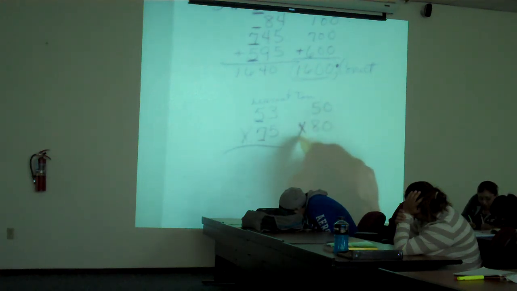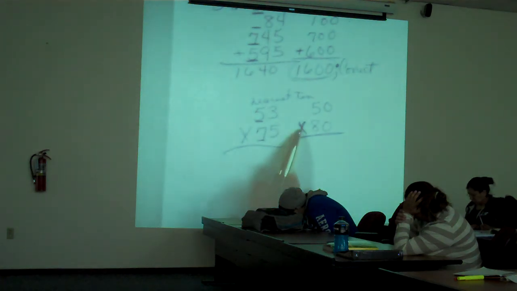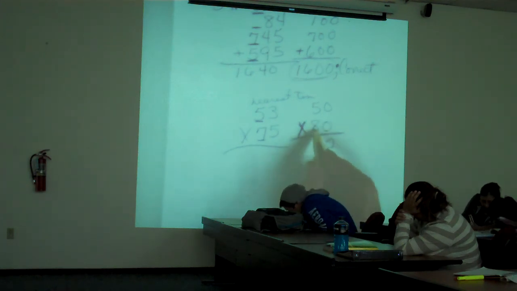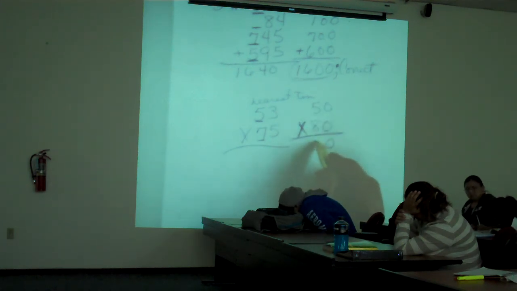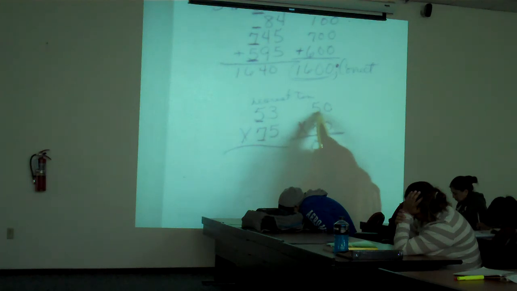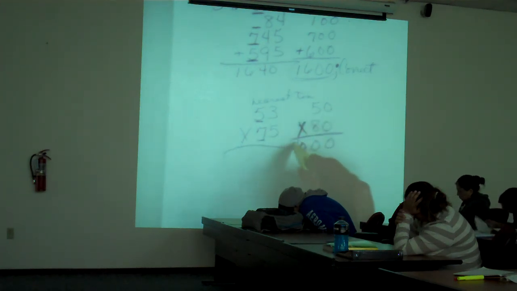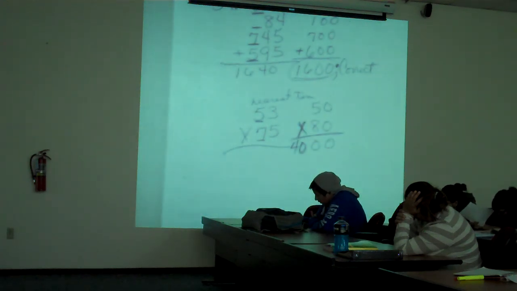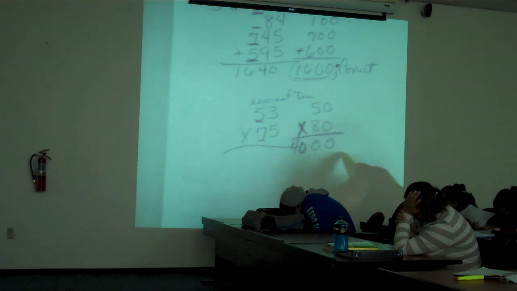Remember to put what you're doing here, whether it's add, subtract, multiply, or divide. Okay. Remember, we don't need a row of zeros, but we'll put that 0. And then 8 times 0, 0. 8 times 5, 40. Okay, so 50 times 80 is 4,000. So that's how you would do it right there.